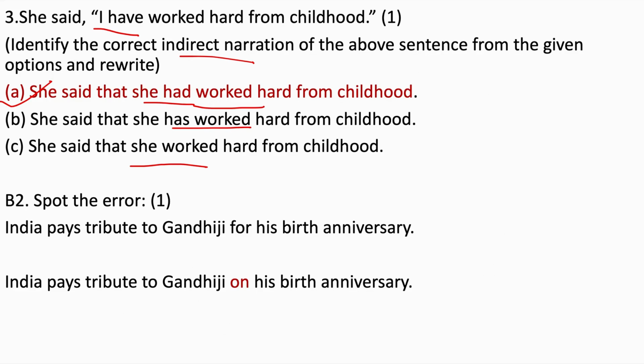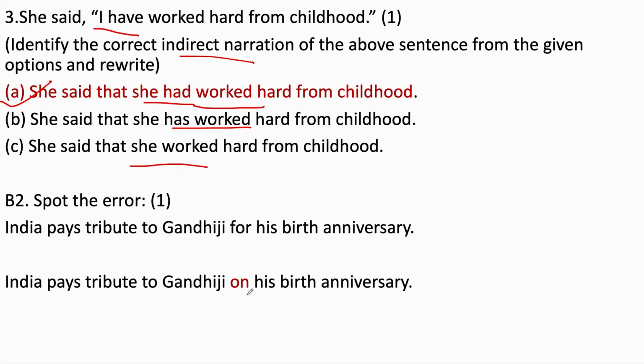Then your B2, India pays tribute to Gandhi ji for his birth anniversary. इसमें क्या करना है, spot the error. तो एक ही simple error है इसमें, that is for की जगह पे हमें on आ जाएगा. Okay, so India pays tribute to Gandhi ji on his birth anniversary. उनके birth anniversary पे करते हैं tribute. Okay, so for will become on.